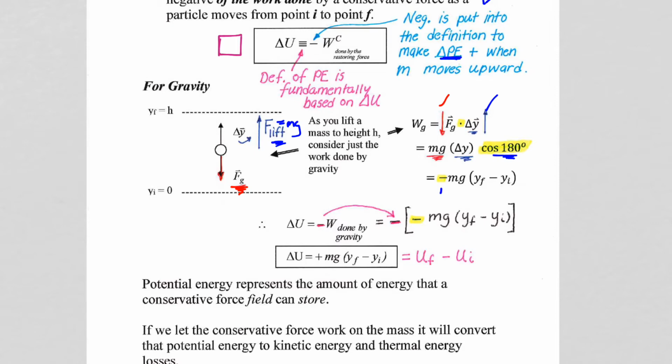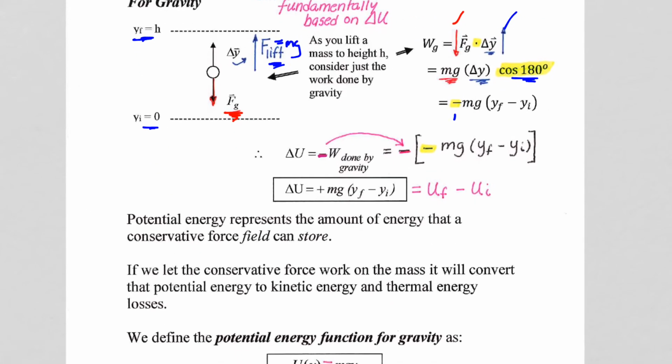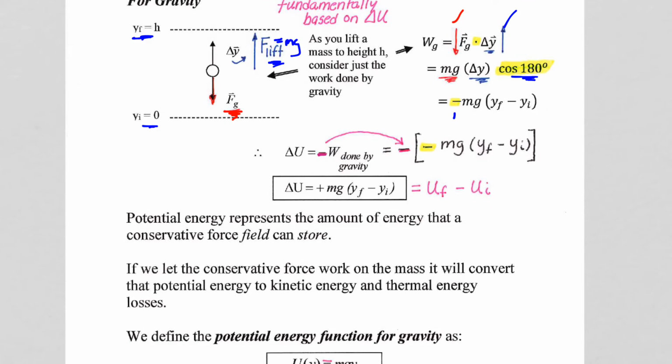Here our y final is going to be up to some height h. Our y initial was position 0. And because of that darn negative that we threw in that is so important to make our potential energy concept work, we have to be a little careful with our negatives in our derivation. It's a good thing that you won't have to memorize this derivation. It's just helpful to understand how potential energy equations are giving us that conversion to kinetic energy.